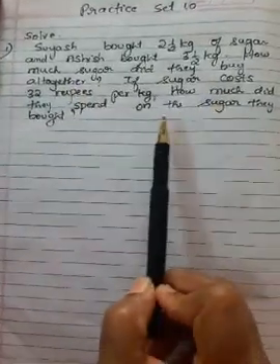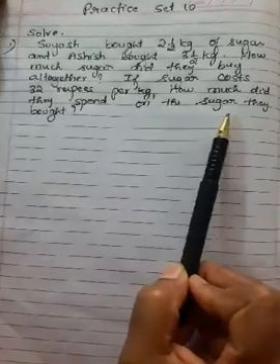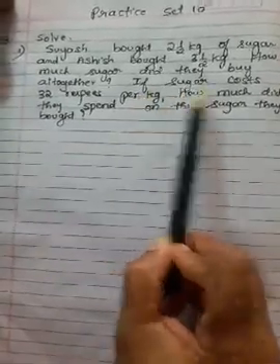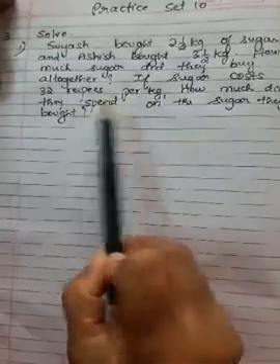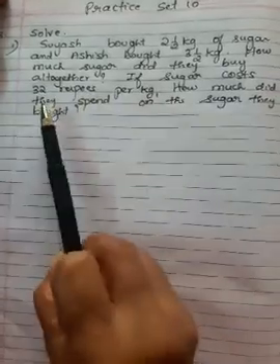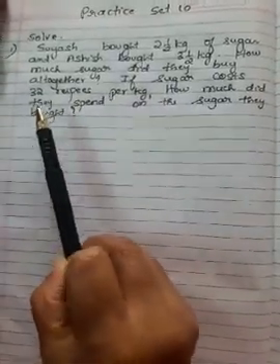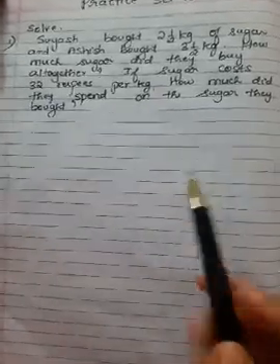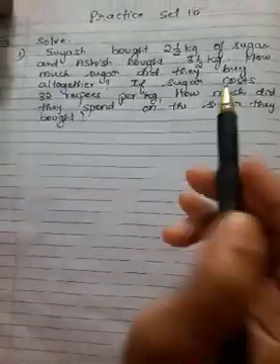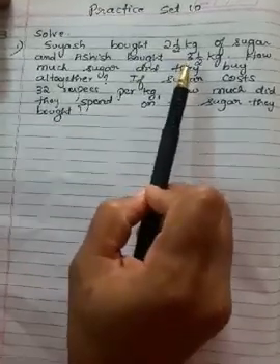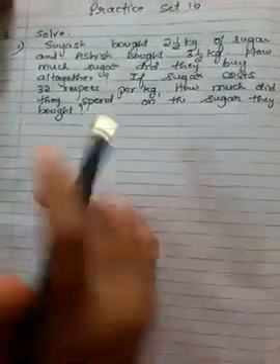Then one more question is given here. You have to find out the cost of sugar. It is given that the cost of 1 kg of sugar is 32 rupees. Per kg means 1 kg. Then you find out the total cost of the sugar they bought. First we will add these two fractions, so we find the total sugar they bought, correct?